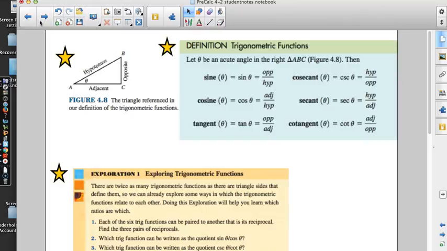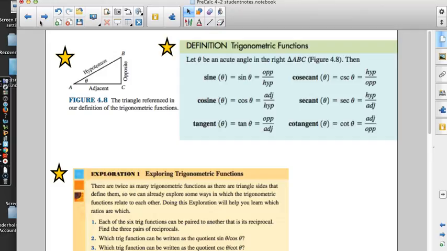We've got opposite, adjacent, and hypotenuse. Do you remember SOHCAHTOA from way back when? Okay, because we're going to just be reviewing a lot of SOHCAHTOA. That's really what we're doing today. Not a lot of new material in here.